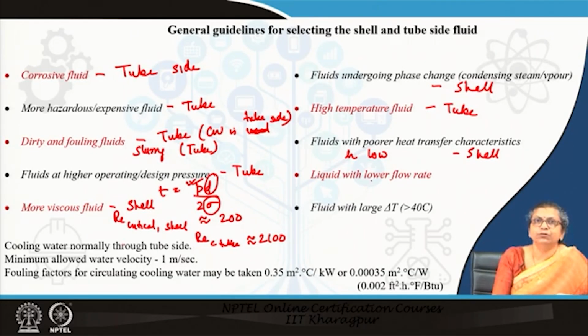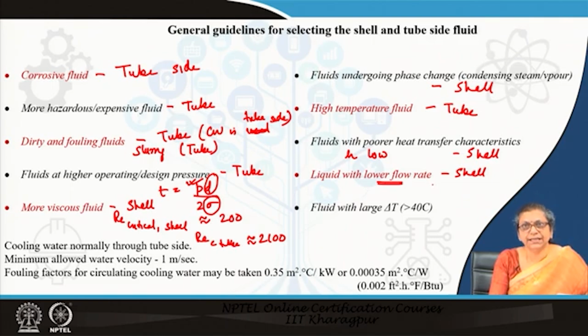Next thing is liquid with the lower flow rate. Again, in this case we would prefer the shell side, provided the flow rate is such that it exhibits turbulent flow when it is flowing through the shell side. In case we find that even in the shell side it exhibits laminar flow, the Reynolds number is less than 200 for the shell side, then we would prefer to flow it to the tube side, because since the diameter of the tube or the cross sectional area of flow is less, the chances of the velocity being higher will be more.